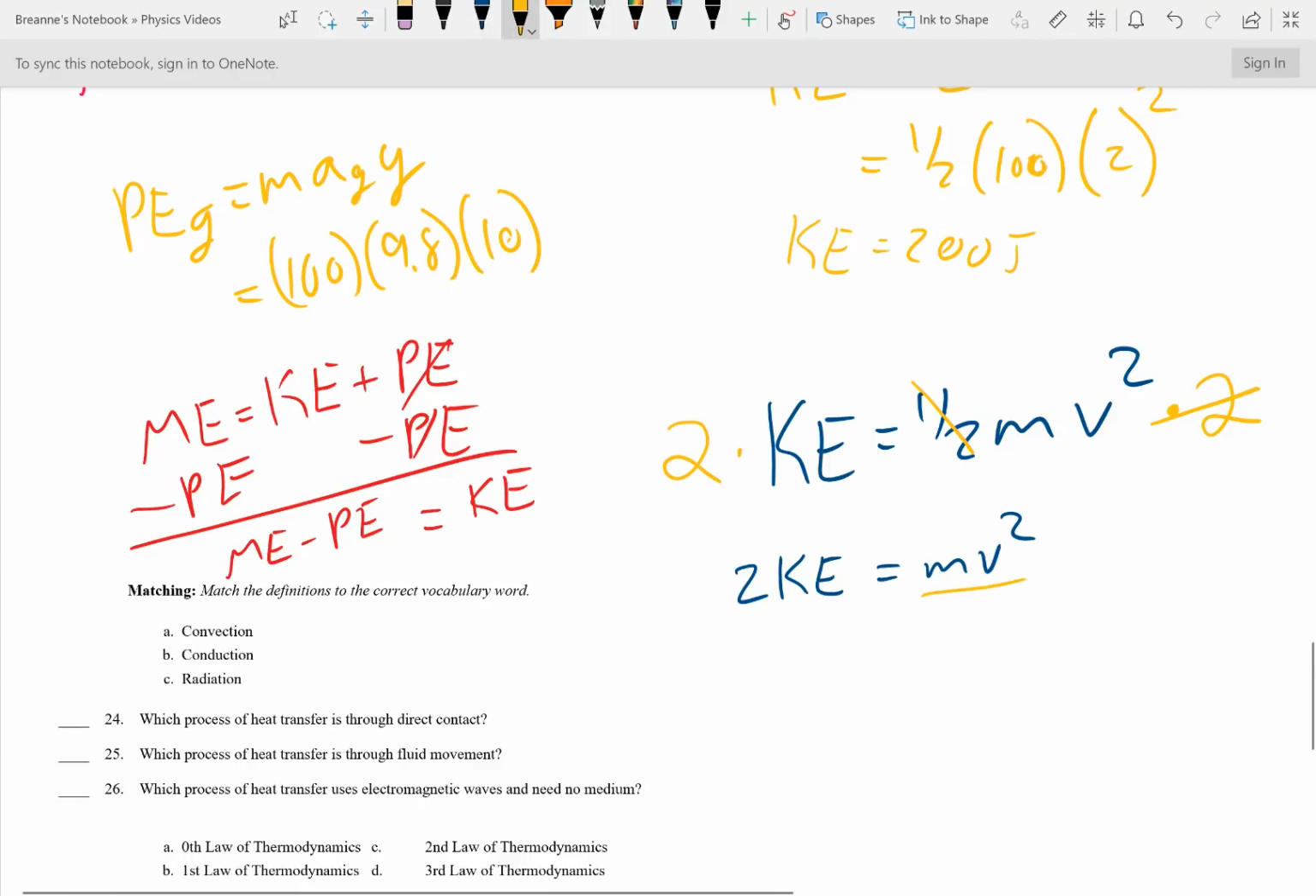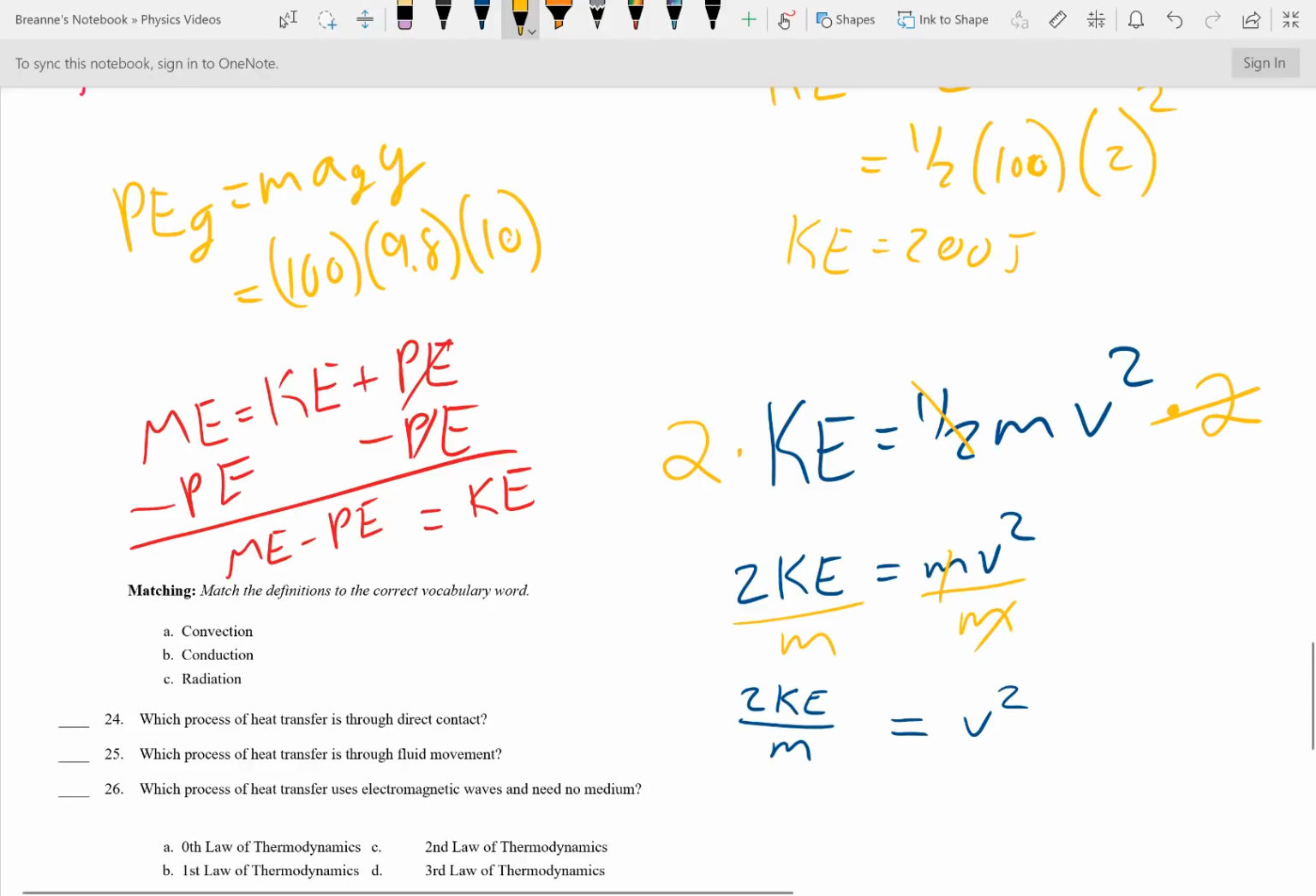We want mass on the other side. So the opposite of multiply is divide. That's another thing a lot of people were doing. They were subtracting instead of dividing. So make sure you do the opposite. The opposite of multiply is divide. So you get 2 times kinetic energy divided by mass.